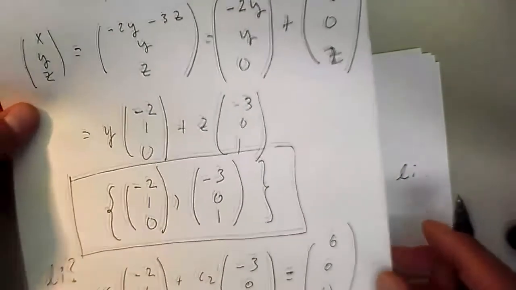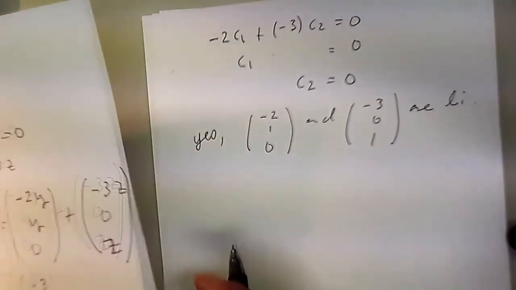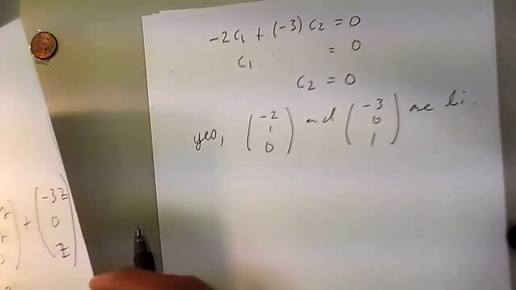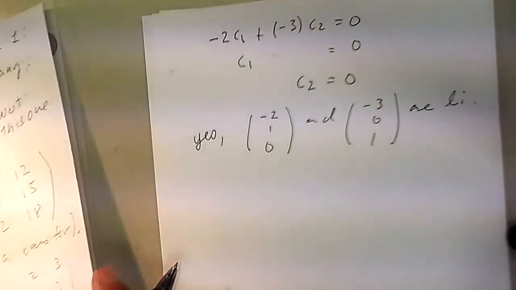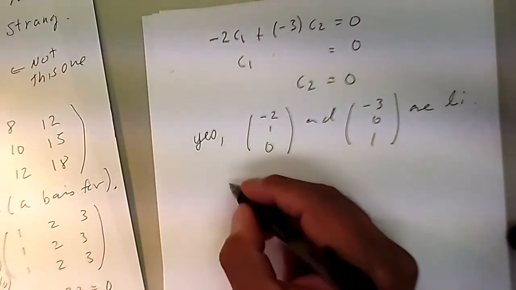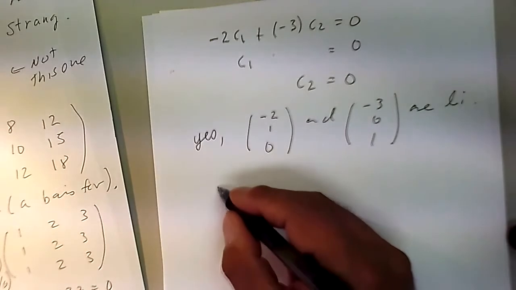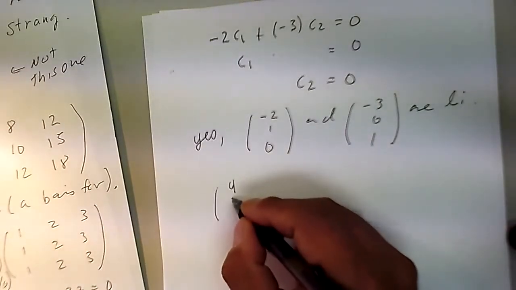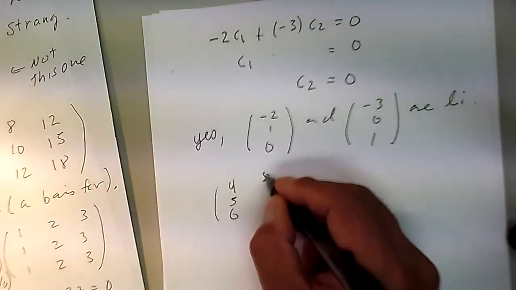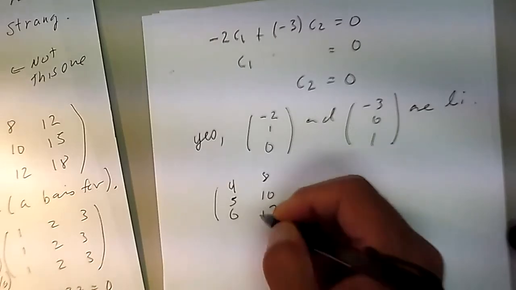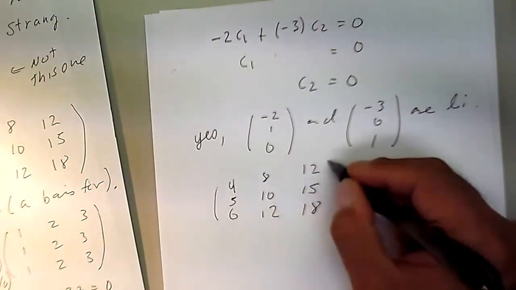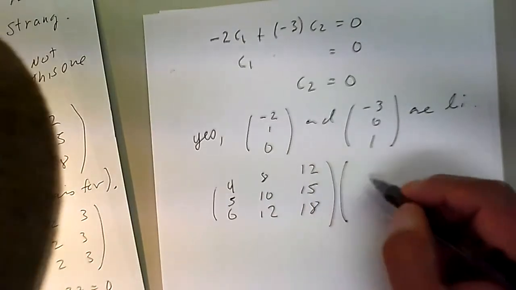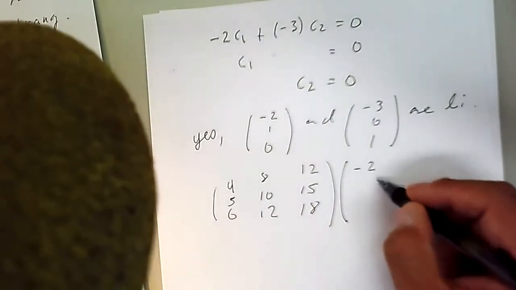How do we know they generate the null space? Oh, that's not too difficult to show. Let's go back to the original matrix. The original matrix was 4, 5, 6, 8, 10, 12, 12, 15, 18. If we multiply by any of those two, we better get 0, 0, 0. So let's double check.